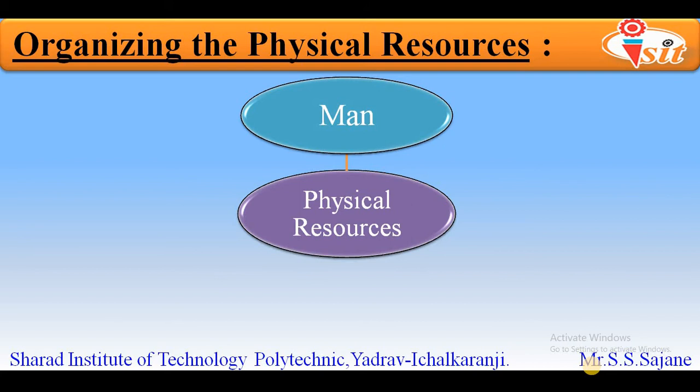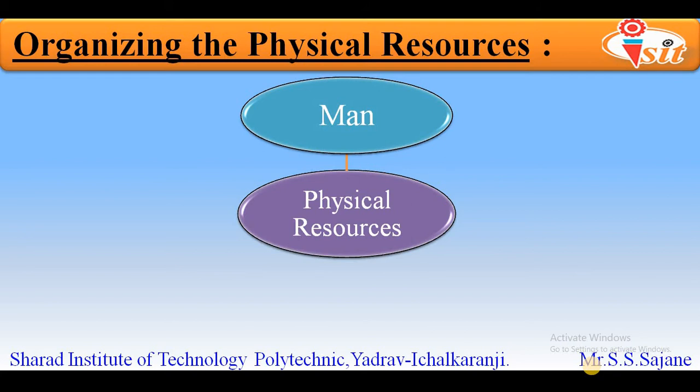So it is considered that the human resources determine the workings of the other three basic resources. It is the human resource who makes sure that the other resources such as materials, machines, time as well as money are utilized in a productive manner to achieve the goals and objectives.